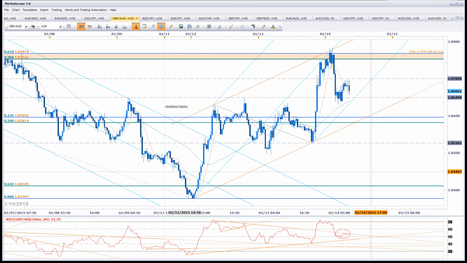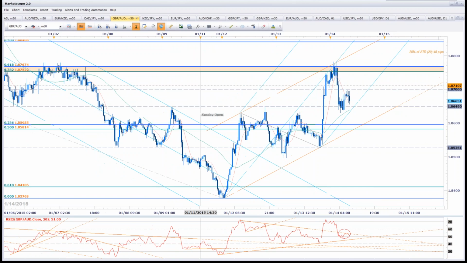Interesting setup, Jonas, for sure. Keep an eye on it. But yeah, I mean, play the levels, guys. Play the levels. Constructive near term above 85.80. Bearish invalidation above 87.67. Hope that helps.